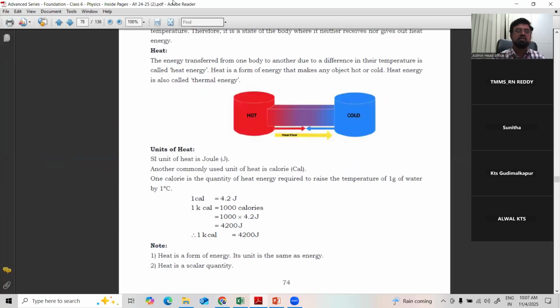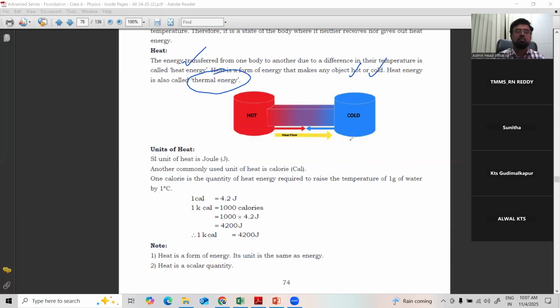Now, after studying temperature, we come to heat. The energy transferred from one body to another due to a difference in their temperatures is called heat energy. Heat is a form of energy that makes any object hot or cold. Heat energy is also called thermal energy. Thermal is nothing but heat only.